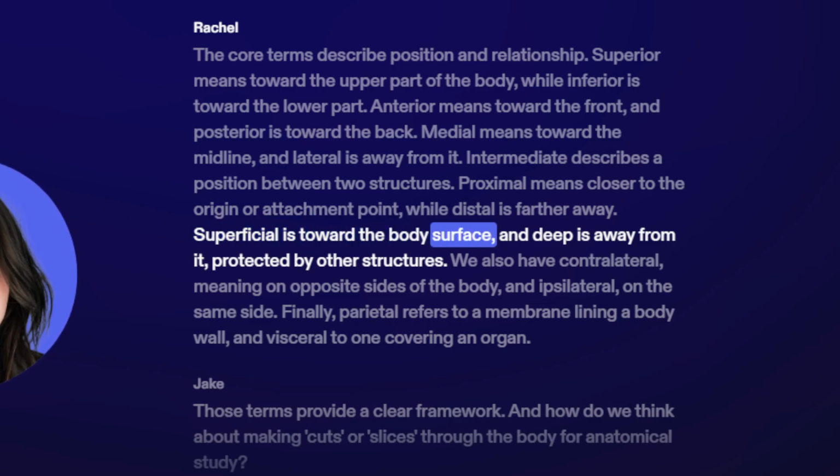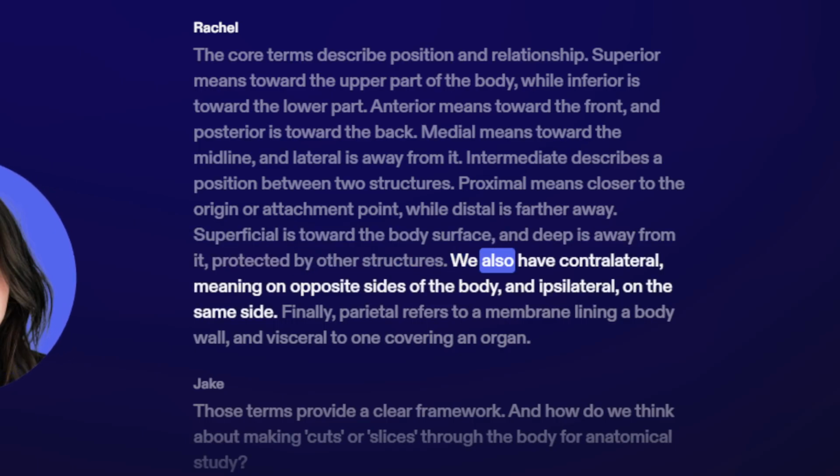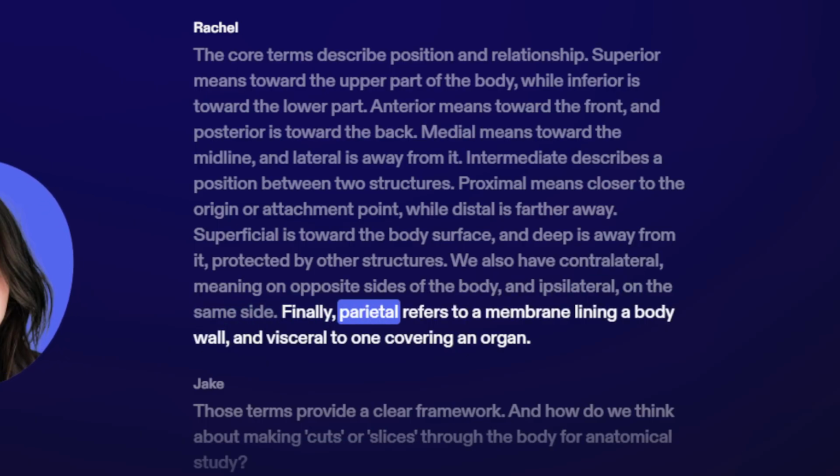Superficial is toward the body surface, and deep is away from it, protected by other structures. We also have contralateral, meaning on opposite sides of the body, and ipsilateral, on the same side. Finally, parietal refers to a membrane lining a body wall, and visceral to one covering an organ.